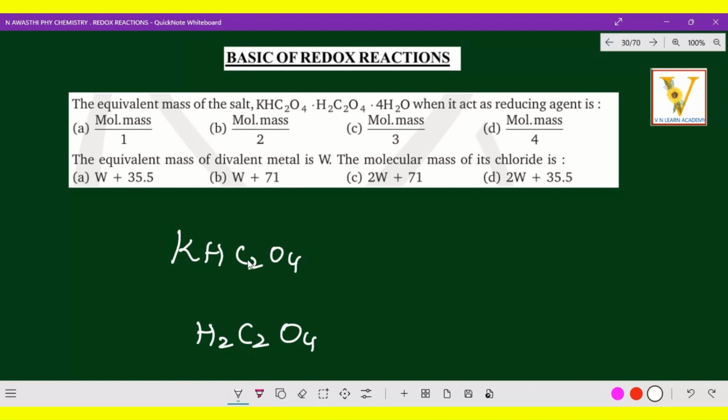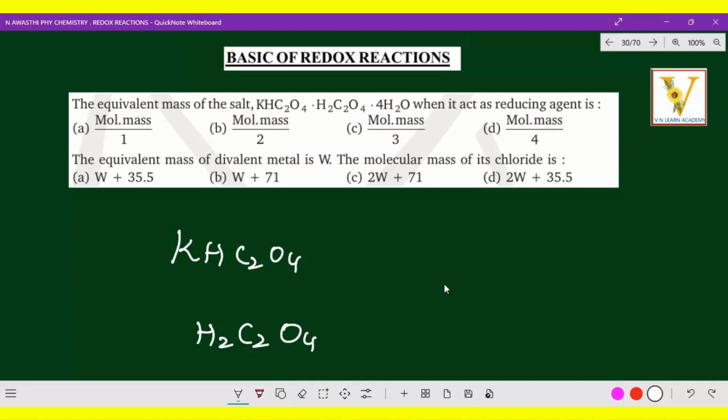H2C2O4, 4H2O. As we observe here, one hydrogen is replaced by K plus. So this is potassium bioxalate, and here oxalic acid. They have mentioned 4H2O in this. So which is acting as a reducing agent, equivalent mass is what they are asking. Equivalent mass is molecular mass by n factor. N factor is the number of electrons change.